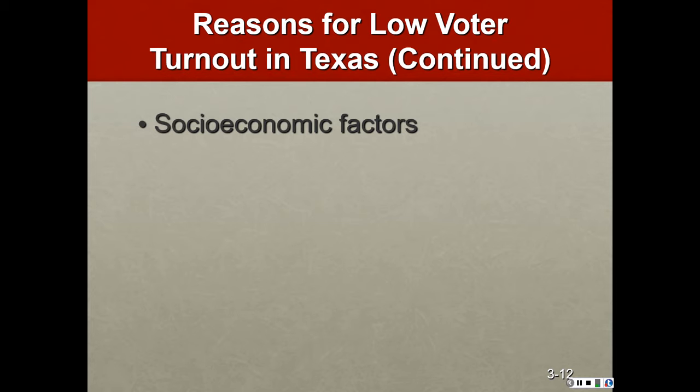The socioeconomic factors: education, race or ethnicity, money, economic factors. These are all things that play a factor in Texas. Historically, minorities don't vote as often. Poor people don't vote as often. Those who belong to the lower class don't vote as often.